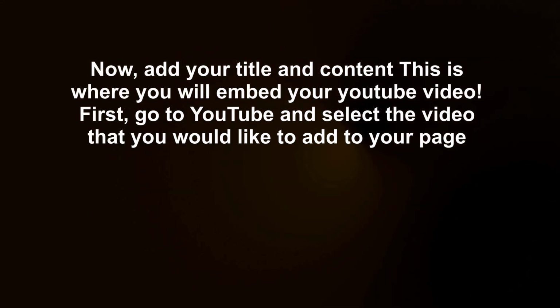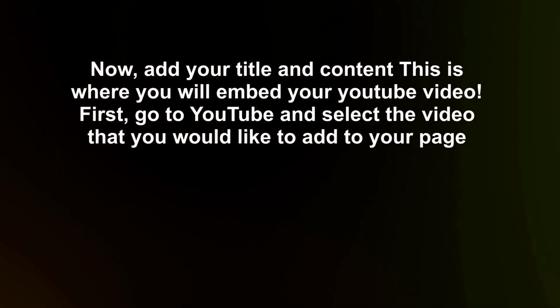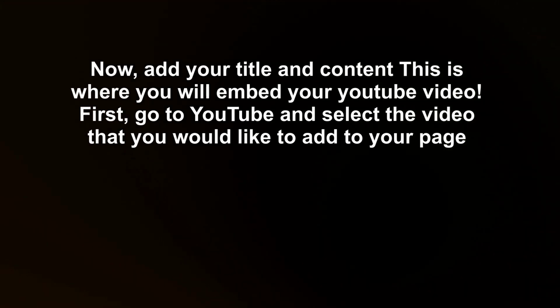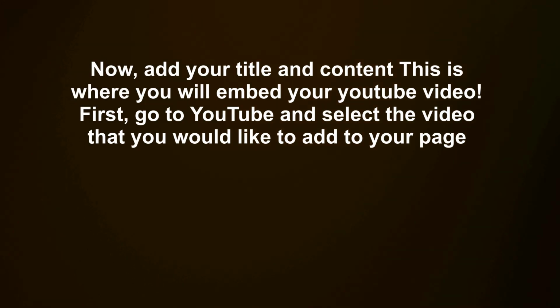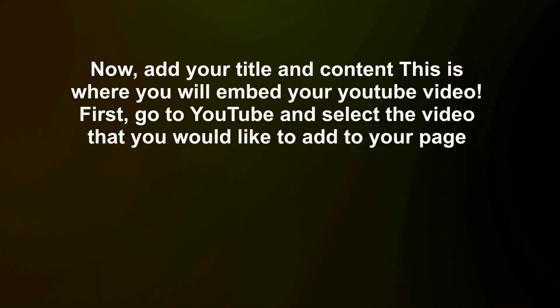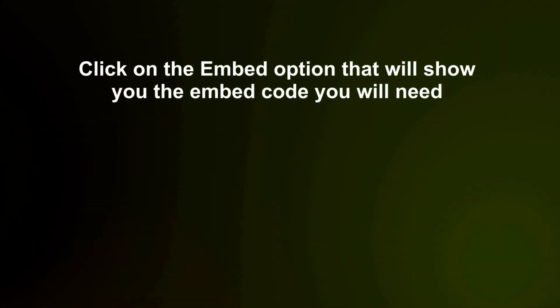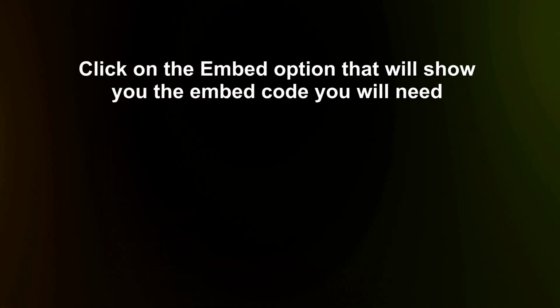Now, add your title and content. This is where you will embed your YouTube video. First, go to YouTube and select the video that you would like to add to your page. Underneath the video you'll see a share button. Click it. Click on the Embed option that will show you the embed code you will need.